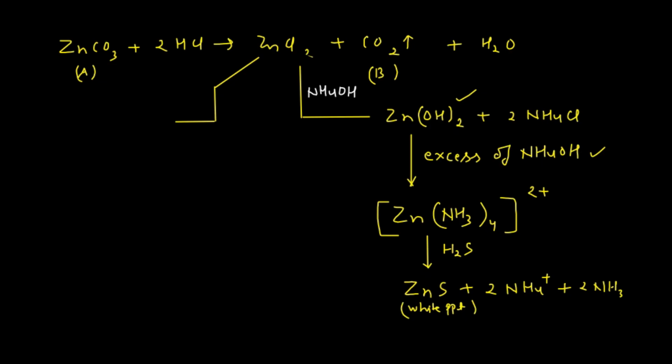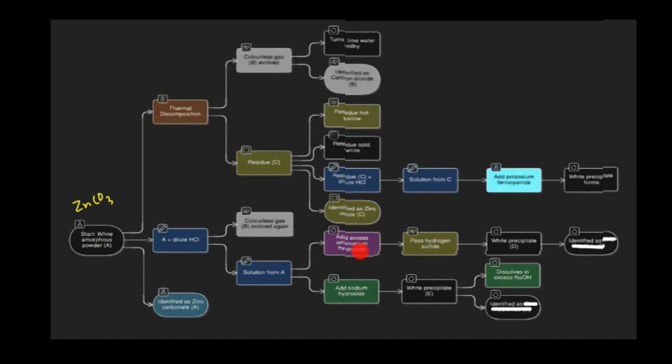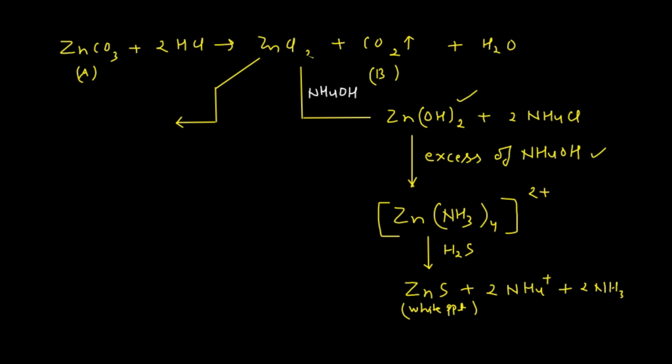And if you go back to this flow chart, you will find all these things: ammonium hydroxide, passing H2S gas, white precipitate D, and this D you have identified as zinc sulfide. So if I delete this, yes, it is your zinc sulfide. Now in the second portion, you are adding sodium hydroxide, and then you have a white precipitate, and excess of sodium hydroxide dissolves it. Then what is actually the E? What we'll do, we'll add NaOH to it.